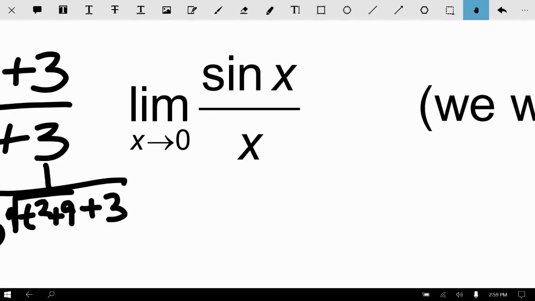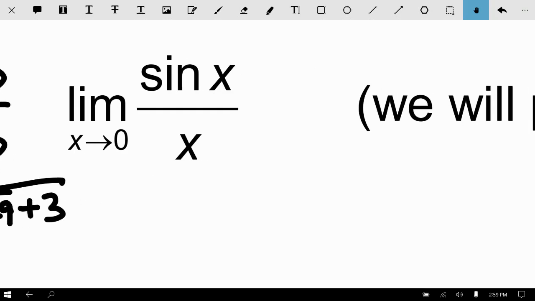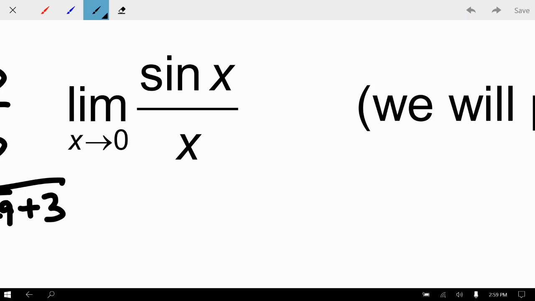This next one, we're going to spend some time on at the end of the lesson today, but this is actually a special case. You could look at this graphically on your calculator if you want. If you want to pause the video and graph this on your calculator, you can do that. But I will tell you, this one is going to turn out to be 1. This is one that you need to memorize.